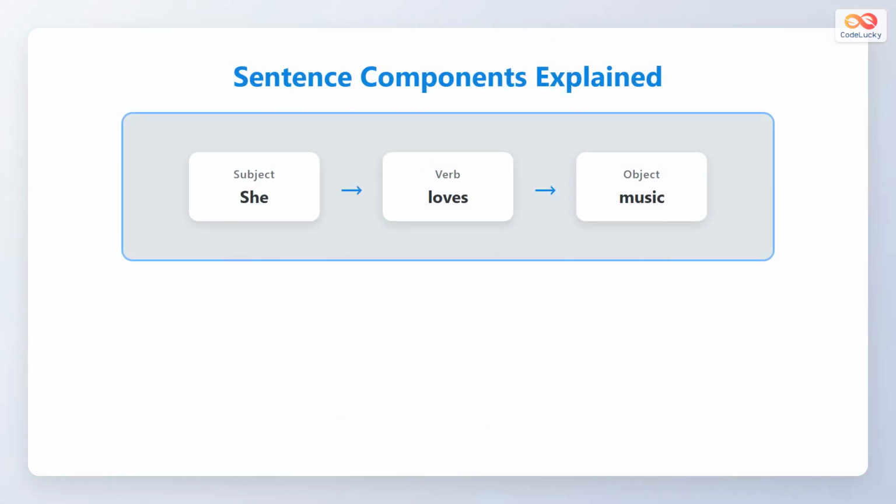The subject, she, does the action. The verb loves shows what she does. The object music receives the action of loving. Subject always comes first. Verb always comes second. Object always comes last.